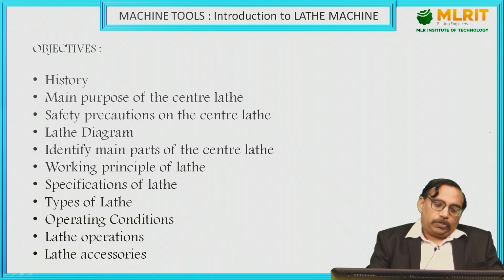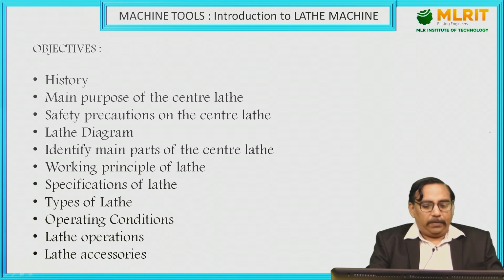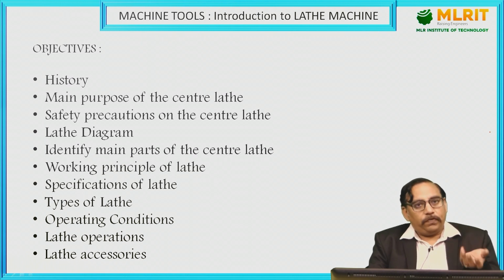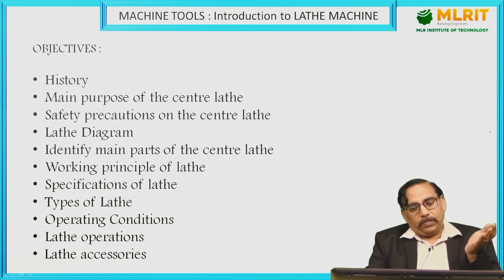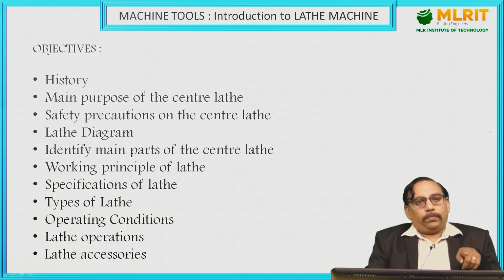Then we will be discussing the lathe diagram, identifying the main parts of the central lathe, and discussing the working principle of the lathe. Then we will go for the specifications of the lathe. Why specifications are important is, for a particular operation we need some specifications for the lathe. How they are classified, that also we will be discussing.